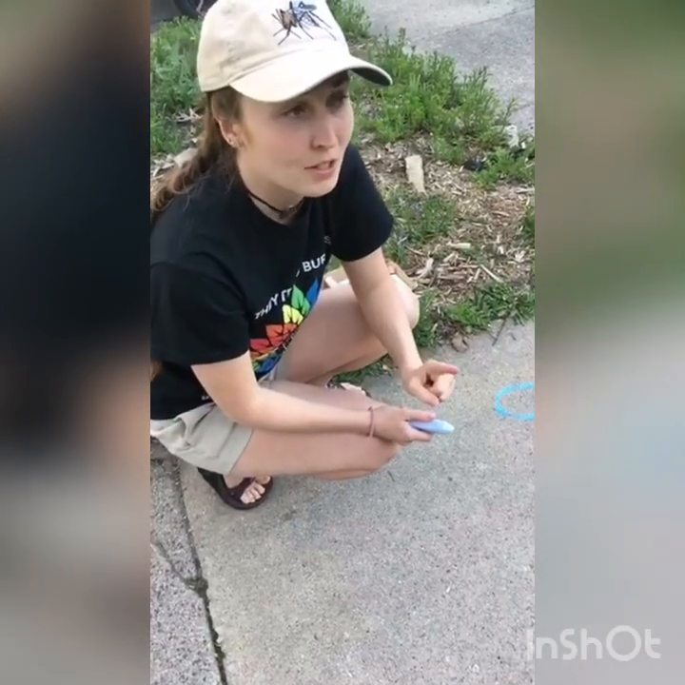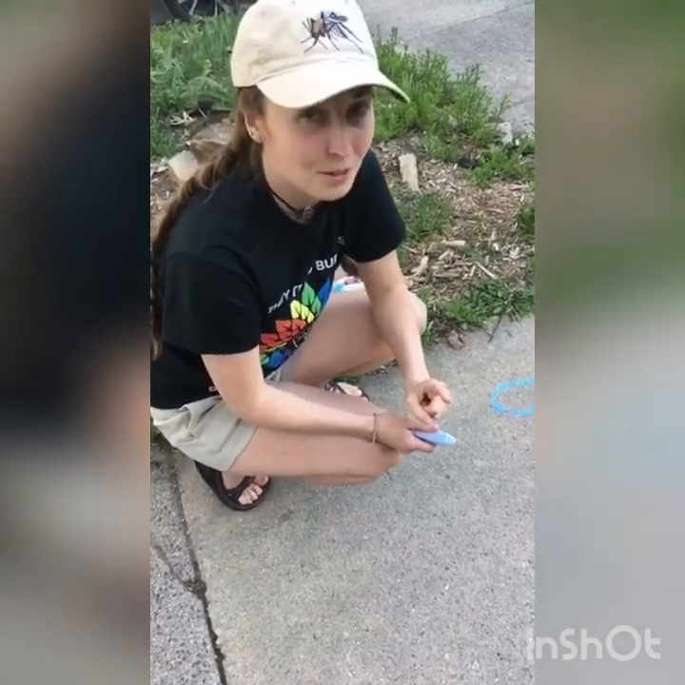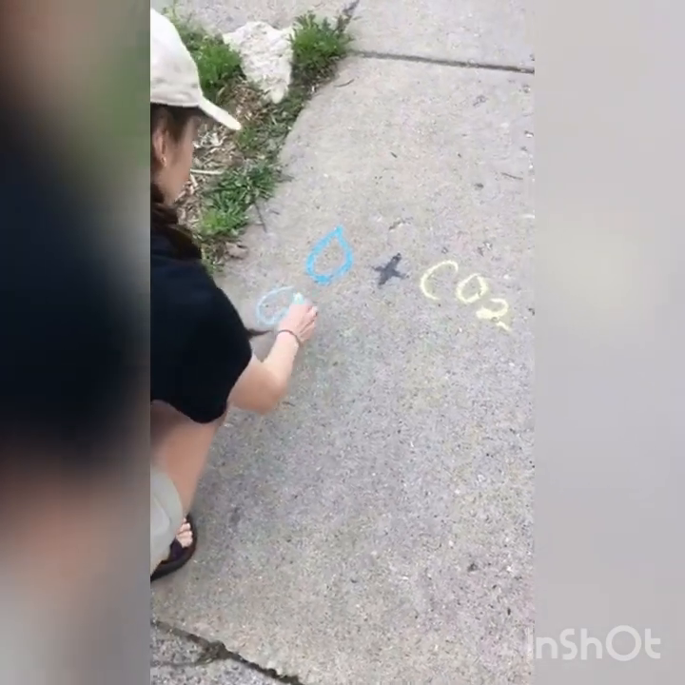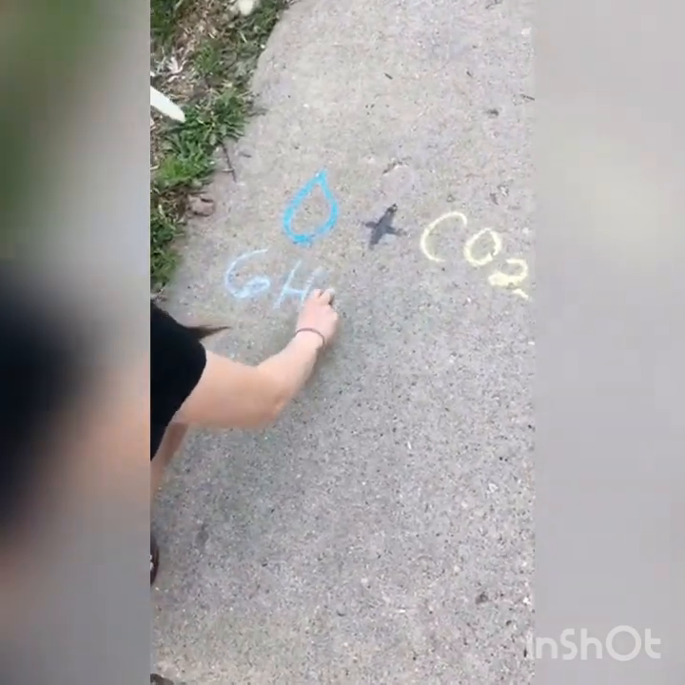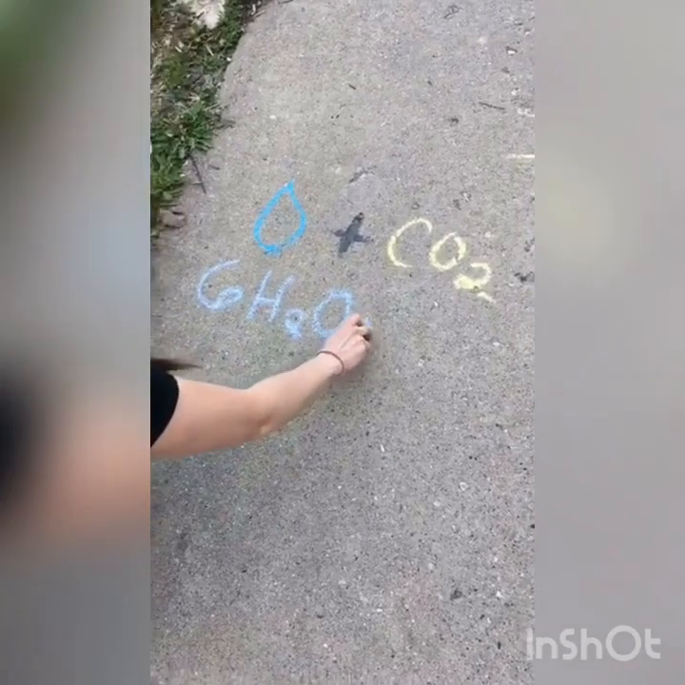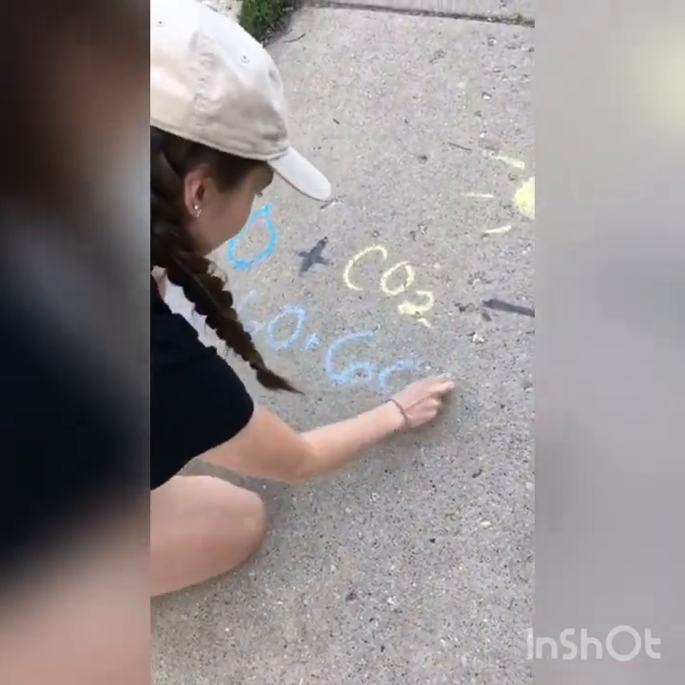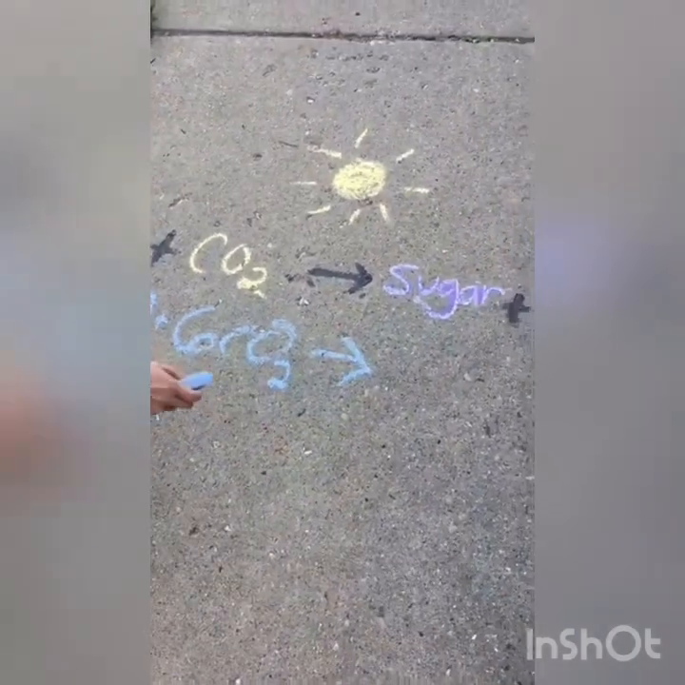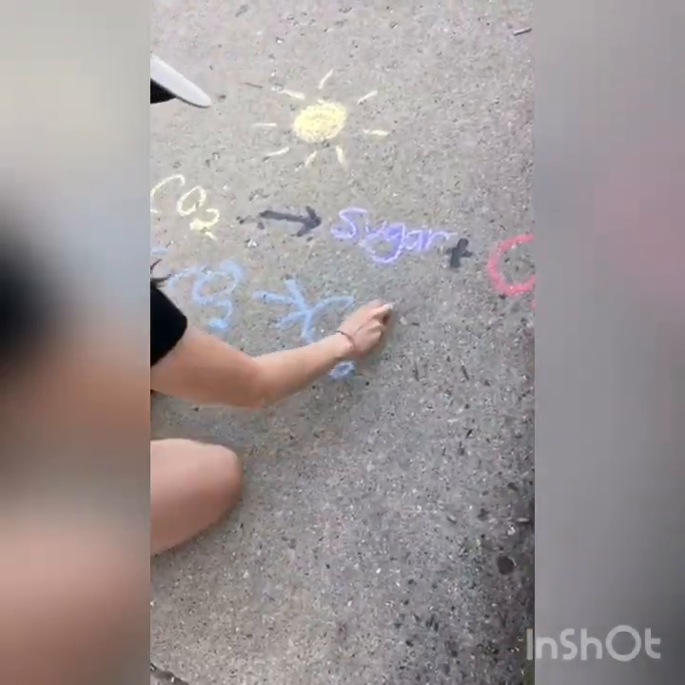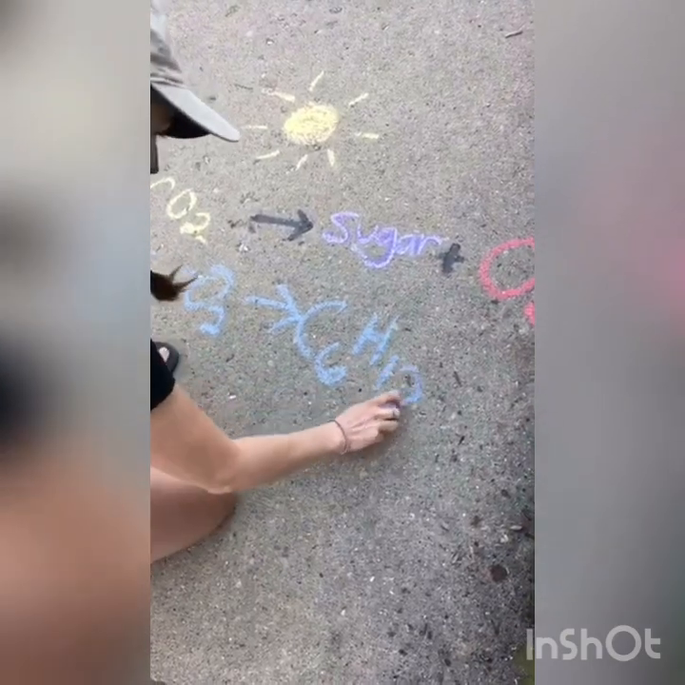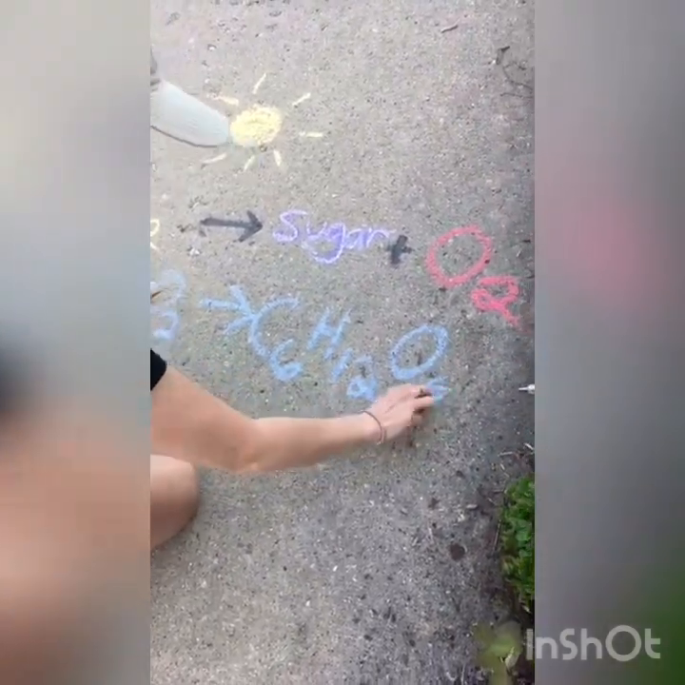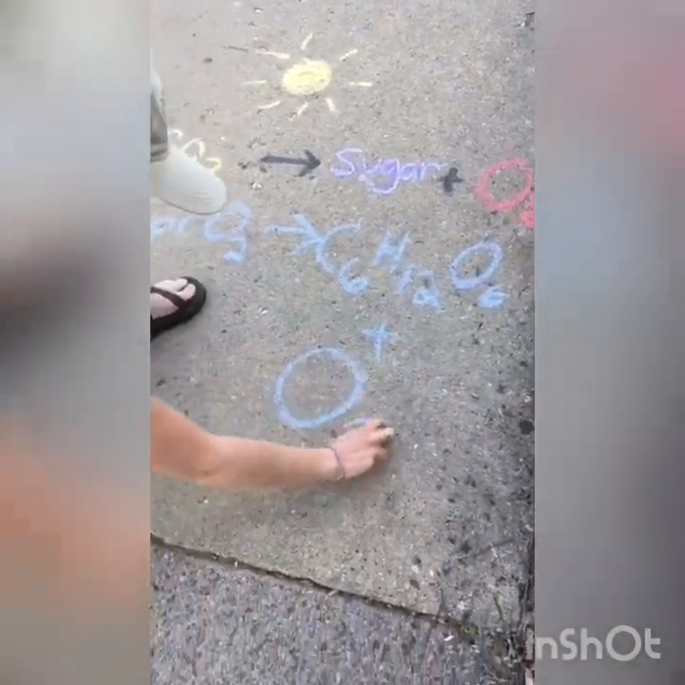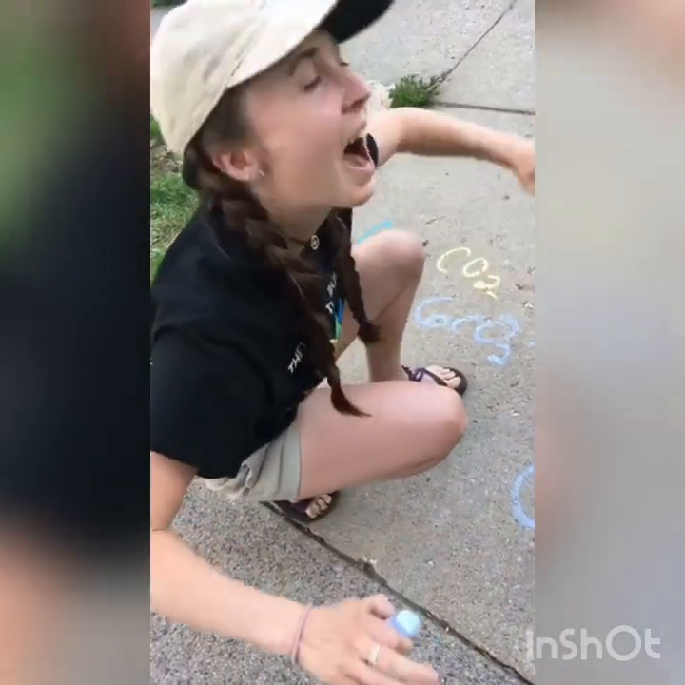As a chemical equation, which you'll learn more about next year when you take chemistry, that looks a little something like this. 6H2O plus 6CO2 makes C6H12O6, which is the glucose, and some sweet, sweet oxygen.